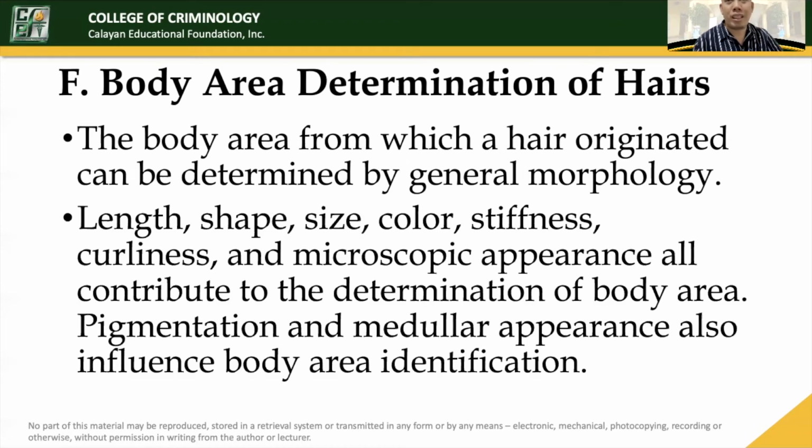So, ano-ano yung mga characteristics na puwede nating ma-observe sa hair? The length, the shape, the size, the color, the stiffness, curliness, and microscopic appearance all contribute to the determination of body area. Pigmentation and medullary appearance also influence body area identification. So, in that case, ito yung mga tinitingnan natin as physical characteristics ng hair, no? So, mahaba ba or maigsi for the length? Pa-triangle ba siya or pabilog? The size, the color, the stiffness, the hardness, and so on.